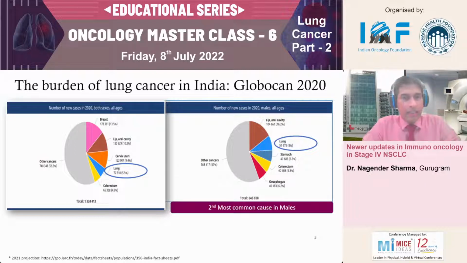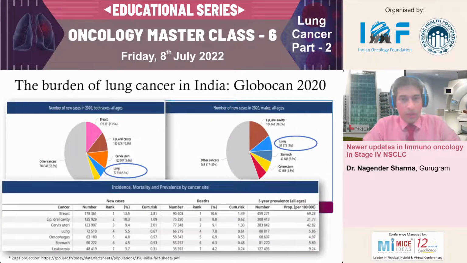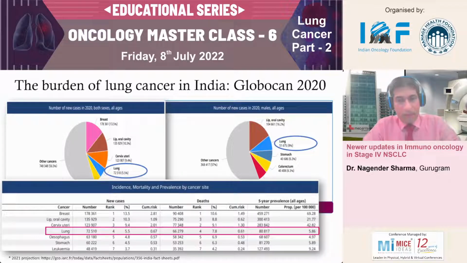And if you see the number of new cases in 2022, both sexes, all ages, it is around 5.5%. So it is both incidence and mortality, if you see, and prevalence by cancer site. So lung cancer is 5.5% as far as new cases are concerned. As far as death is concerned, 7.8% of the patients will die, and 5-year prevalence, that is the proportion of patients per 1 lakh population, is 5.86.